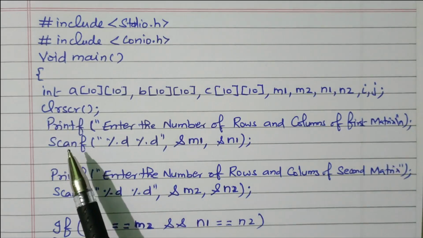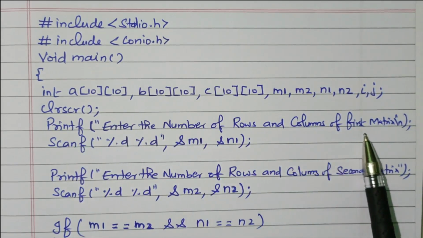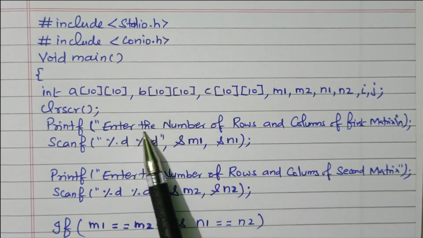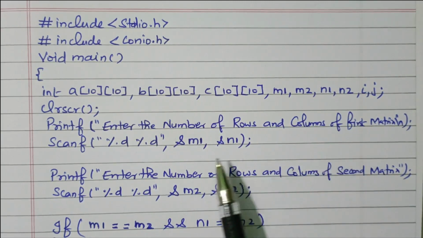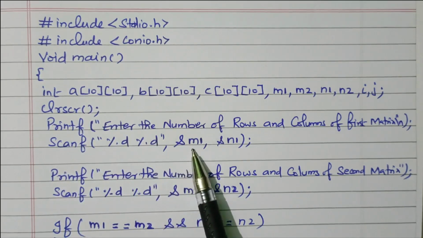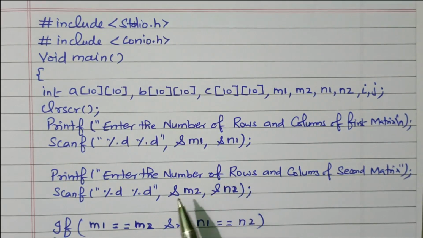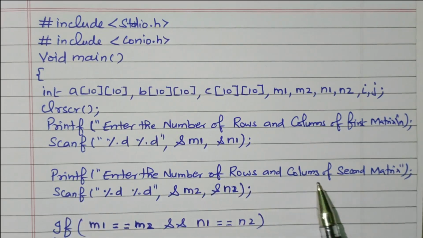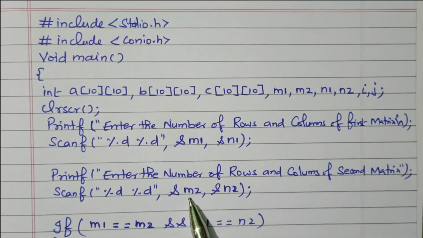Right. After clear screen, first we need to get the details from the user. Enter the number of rows and columns of the first matrix. We are asking the user to enter the number of rows and columns in the first matrix, so the user will enter two data. That is scanned by this scanf, %d, which refers to integer type, into M1 and N1. This is the row size, this is the column size. Then we ask the user to enter the rows and columns of the second matrix. Then the user will enter two more data, M2 and N2, and & refers to the address.